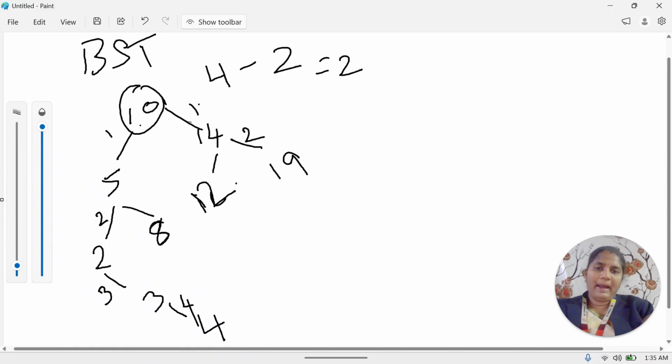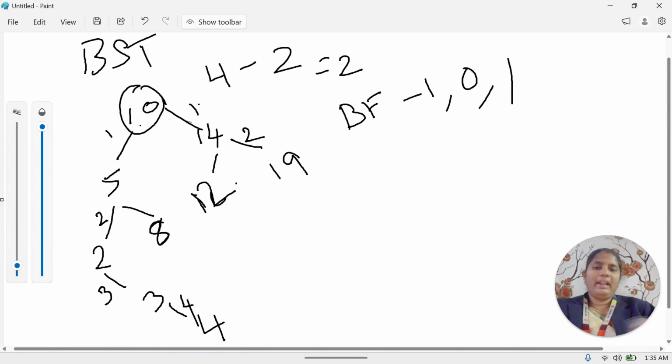Now the balancing factor is the left subtree height minus the right subtree height. So that answer is 2, but this answer 2 does not come under 0, 1 and -1. The balancing factor should always be -1, 0 or 1. Here the balancing factor of the root node is 2, so the AVL tree condition failed. So we have to perform some kind of rotation here. We will be seeing that in this class. This example is only to see the height and balancing factor of a tree.